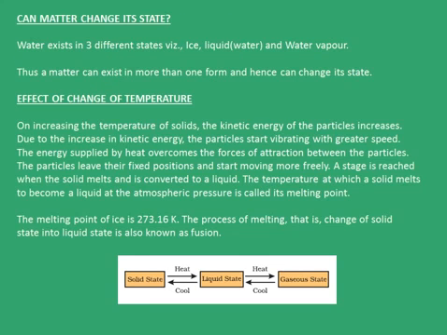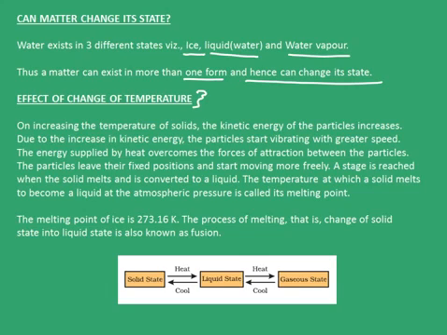Now the question arises, can matter change its state? We all know water exists in three different states, that is ice, liquid water and water vapor. Thus a matter can exist in more than one form and hence can change its state. Now we need to know what is the effect of change of temperature on the state.